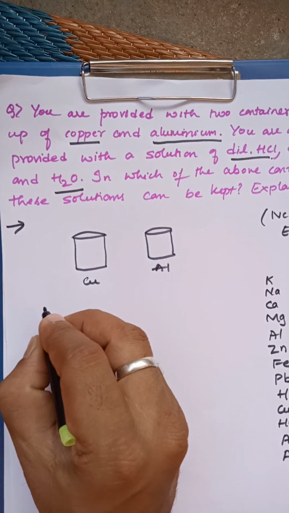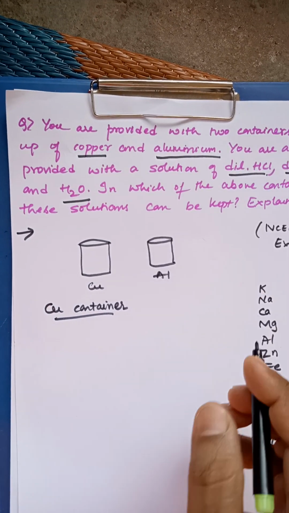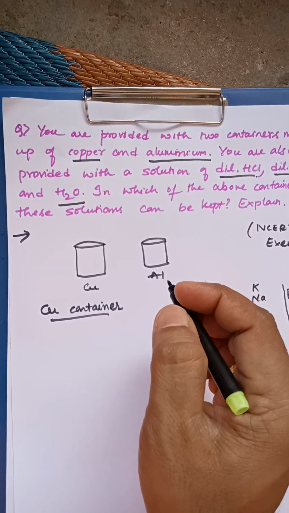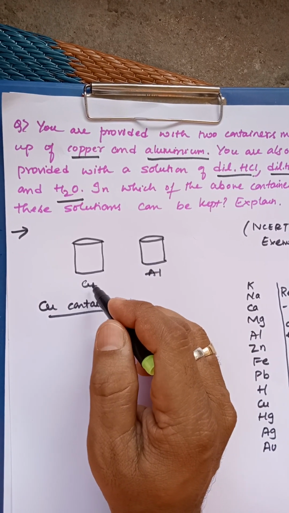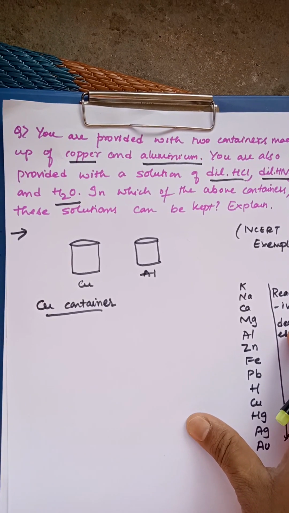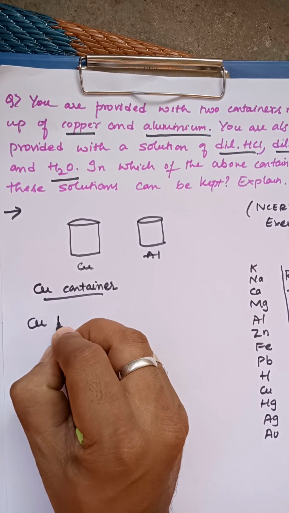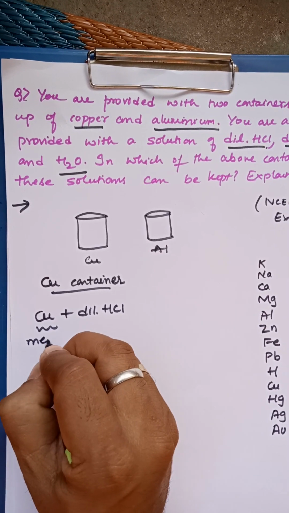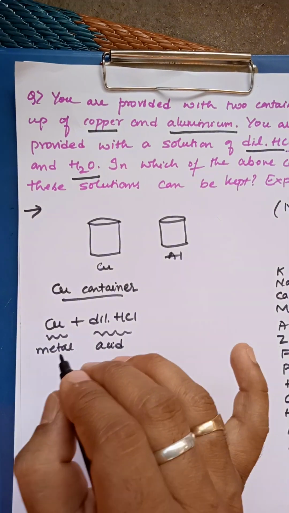So now let's take a copper container first. And let's take the first solution, dilute HCl. Can we store dilute HCl in copper container? We can store dilute HCl in copper container provided there is no chemical reaction between copper and dilute HCl. In fact, there will not be any chemical reaction between copper and dilute HCl. The reaction between copper and dilute HCl is a reaction between a metal and an acid.